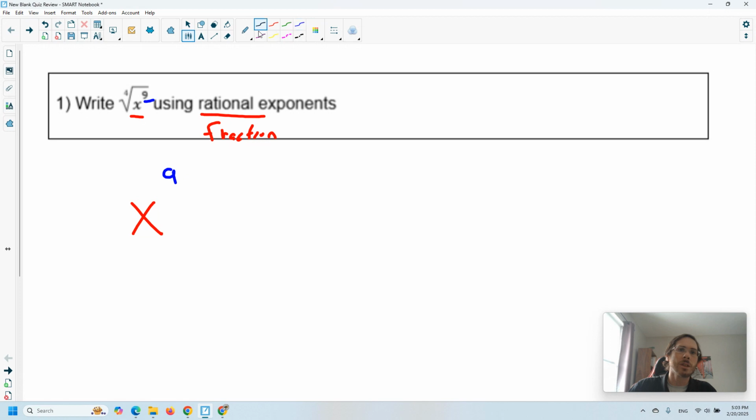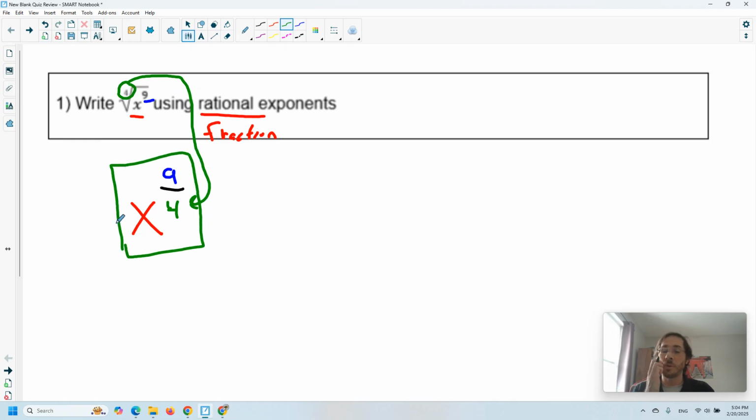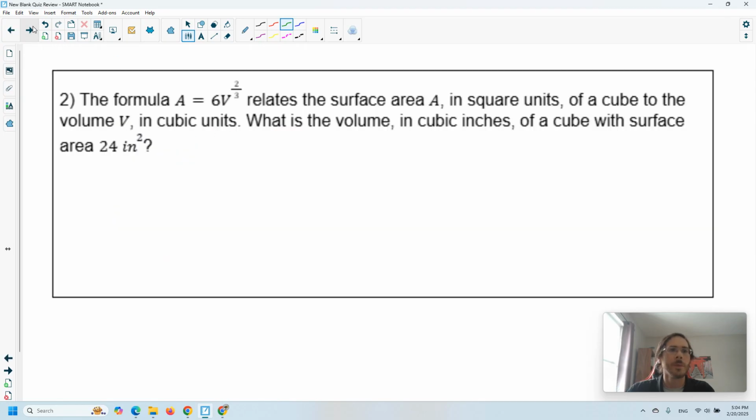But when we do a rational exponent, we always have to make a fraction, and the thing that goes on the bottom of the fraction is going to be our index. Our little number in there is going to come down here, and we get 4 right there. And that's it. So we get x to the 9/4. So that's what we get for using a rational exponent. Again, we're not really doing much. We're just converting from our radical form to our exponent form.